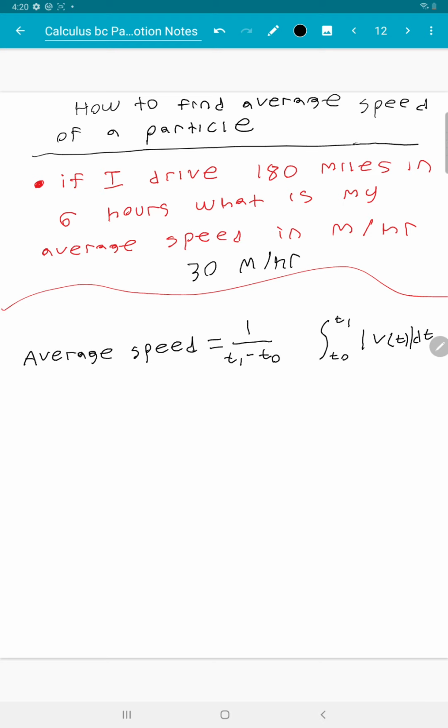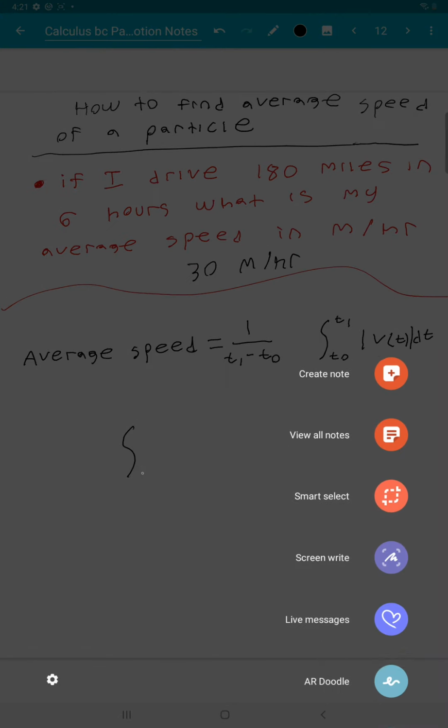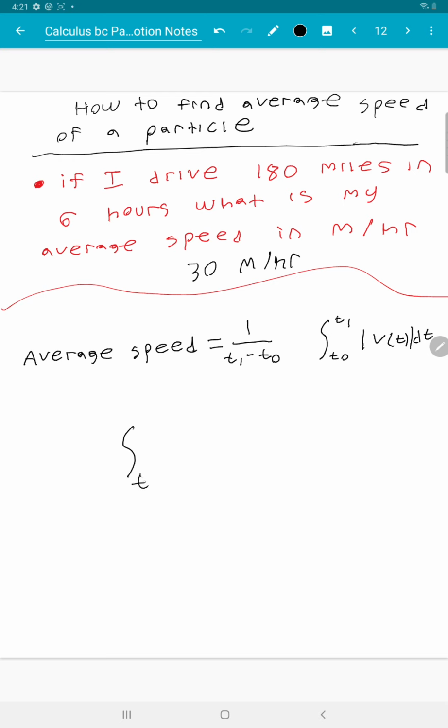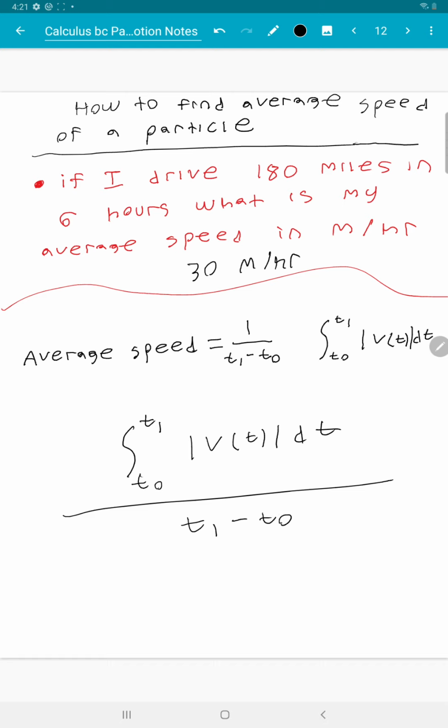But how do we find the total distance that we traveled? We do it using this integral of speed from initial time to end time. And then we divide this by the time it took, time final minus time initial. So essentially, average speed is just the integral from initial time to final time of speed dt divided by the time it took, which is exactly what we're doing here. We're just adding up the total distance we drove by the time it took.